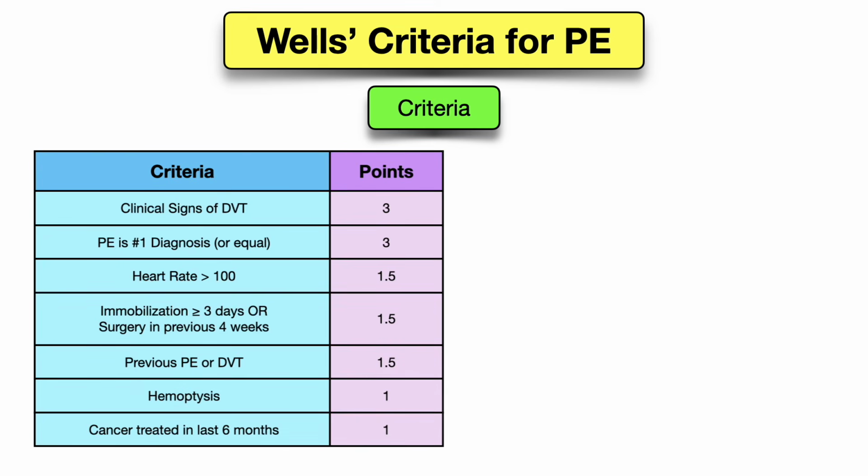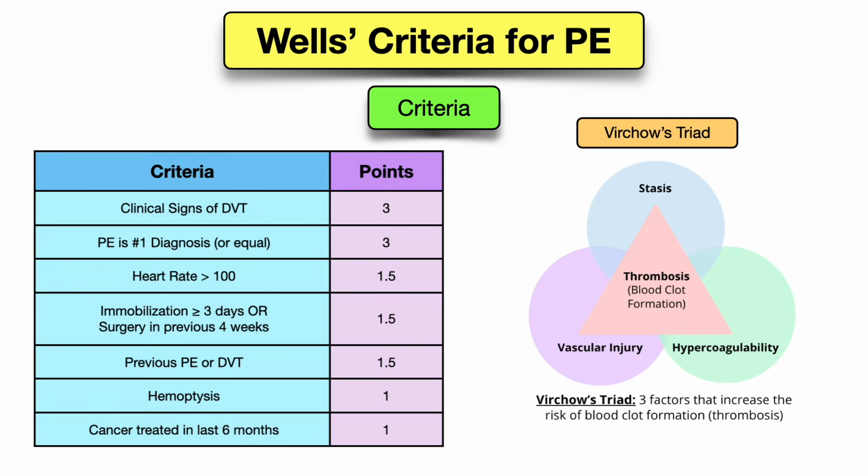Finally, we have cancer treated in the last 6 months. If true, then 1 point is assigned. Cancer can increase the risk of blood clot formation. Again, let's go back to Virchow's triad. Cancer can lead to hypercoagulability, which is one of the 3 factors that can increase blood clot formation.